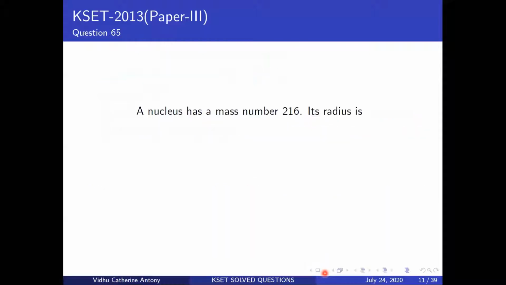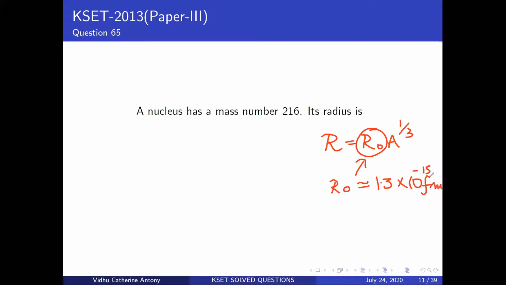Okay, so let's move on to this. This is quite simple. This is a very simple question. A nucleus has a mass number of 216. Its radius is, so you know how these are related. So basically you have R is equal to R naught A to the power of 1 by 3. Now how do you remember this? You've got R naught, which is approximately 1.3 into 10 to the power of minus 15 meters, basically it means it's approximately 1.3 Fermi. So that's the whole idea.